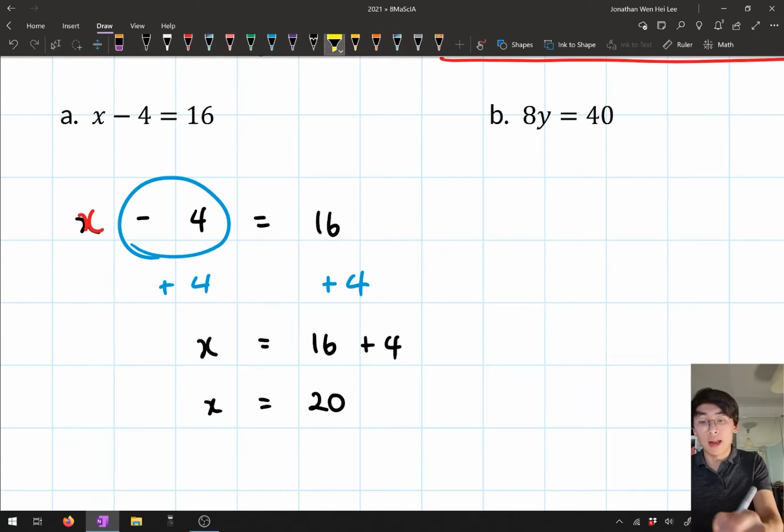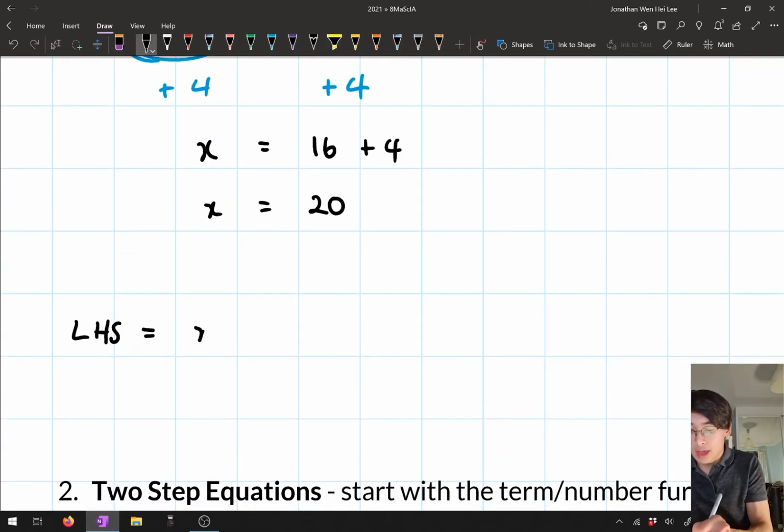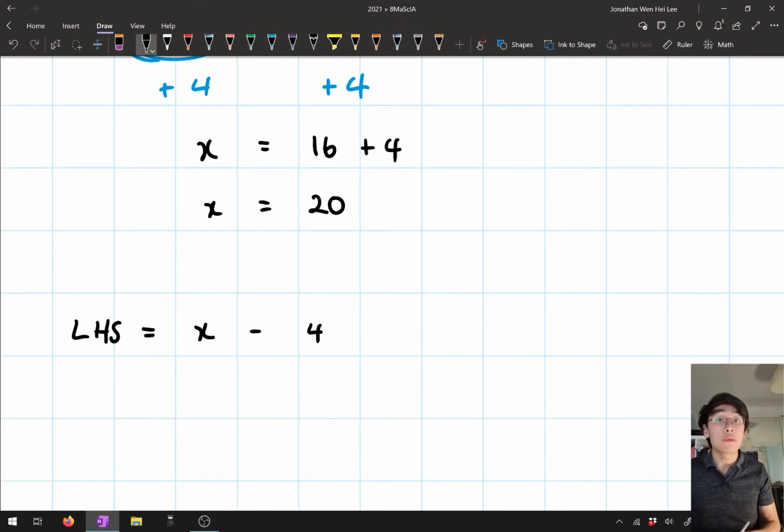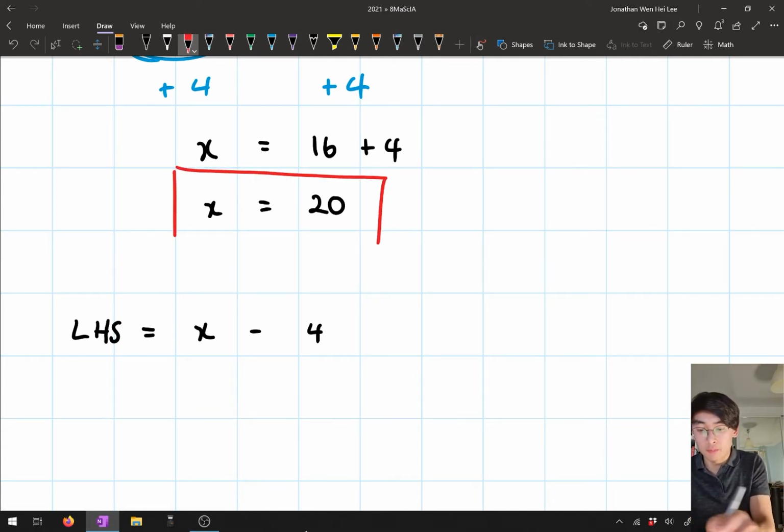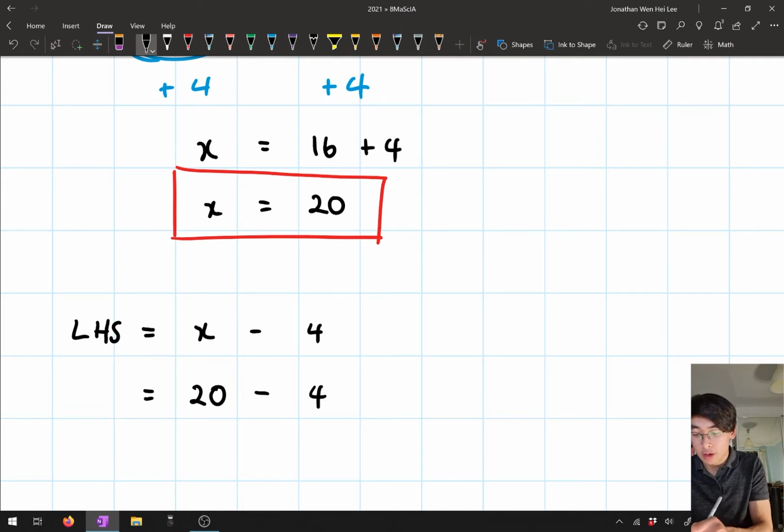Now in my equation, on my left-hand side, I had x minus 4. So I'm just going to write here, x minus 4. What I'm going to do is substitute and replace x with 20, the solution that I have gotten from my solving. So here I'm going to replace x with 20. So I've got 20 minus 4. And 20 minus 4 is 16.